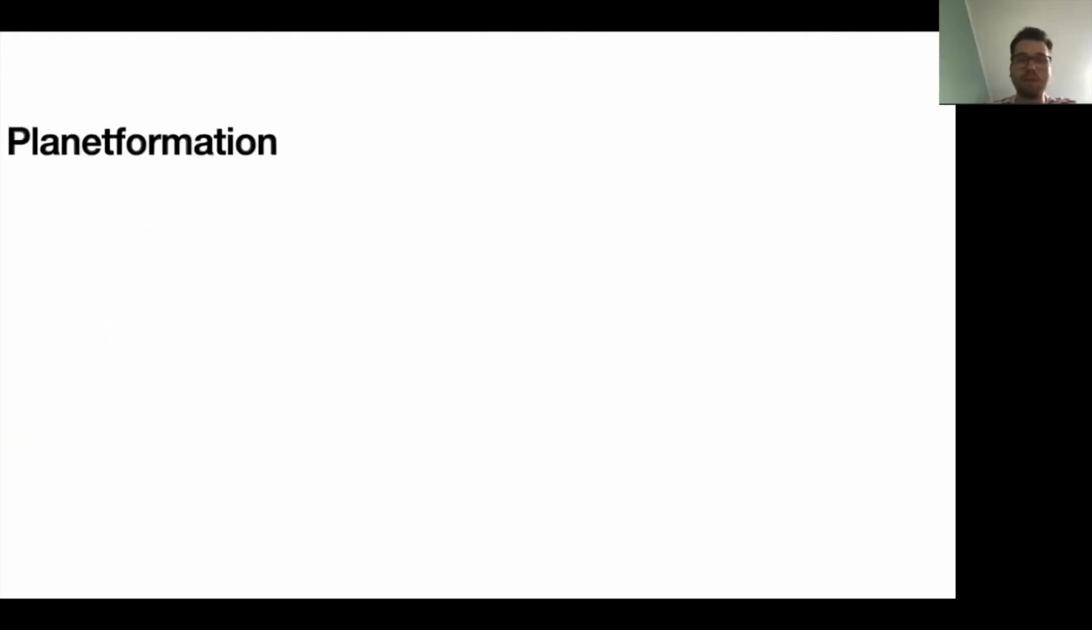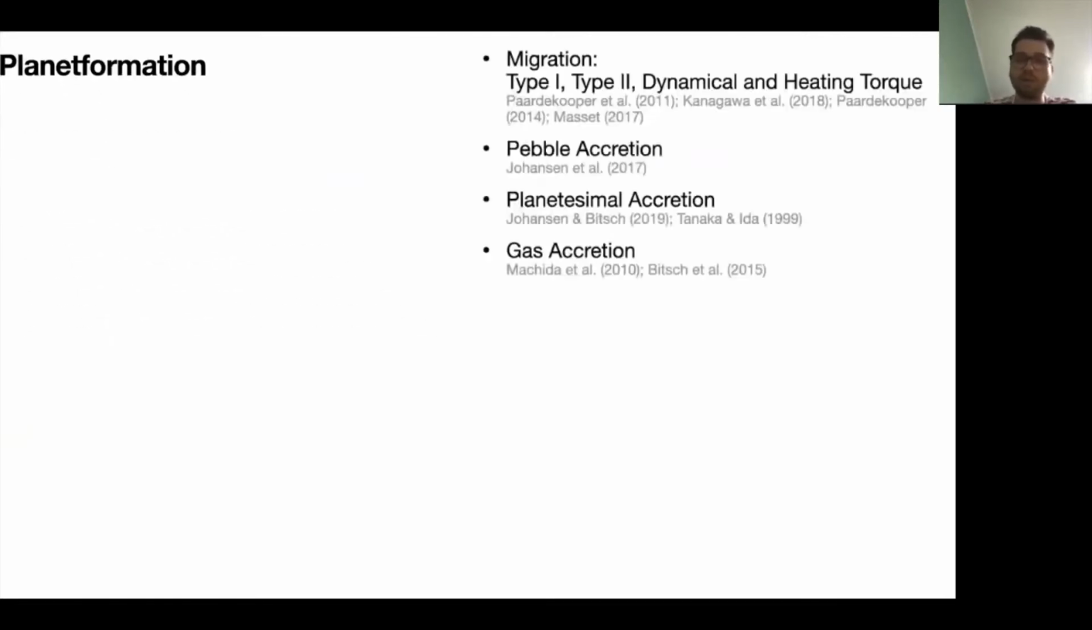For planet formation, first of all, we need to migrate a planet. So a planet migrates through the disk by type 1 migration if it's a low mass planet, migrates by type 2 migration if it's a high mass planet, and then there are also feedback processes, which we include by dynamical torques and heating torque, which includes the accretion luminosity by pebble accretion. Then to grow the planet, we use pebble accretion, planetesimal accretion, and gas accretion in the rapid accretion phase and in the contraction phase.